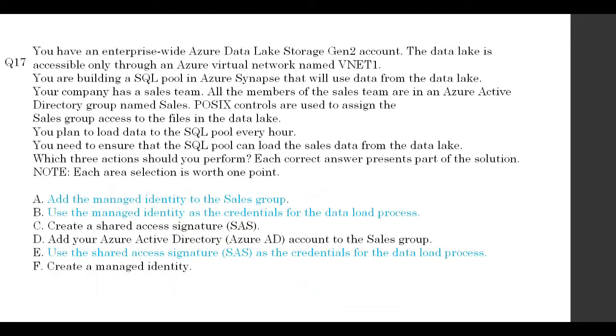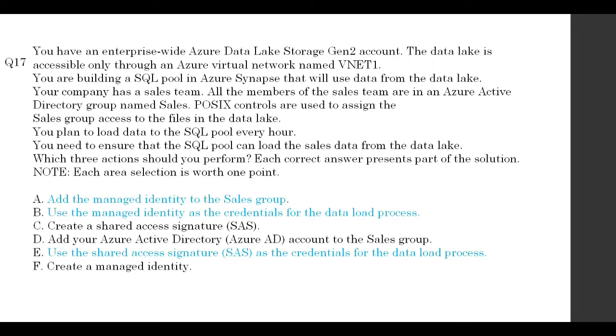And moving to question number 17. You have an enterprise-wide Azure Data Lake Storage Gen2 account. The data lake is accessible only through an Azure virtual network named VNet1. You are building a SQL pool in Azure Synapse that will use data from the data lake. Your company has a sales team. All the members of the sales team are in an Azure Active Directory group named Sales. POSIX controls are used to assign the Sales group access to the files in the data lake. You plan to load data to the SQL pool every hour. You need to ensure that the SQL pool can load the sales data from the data lake. Which three actions should you perform?